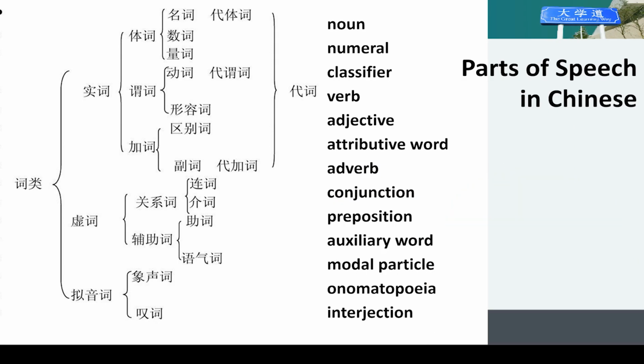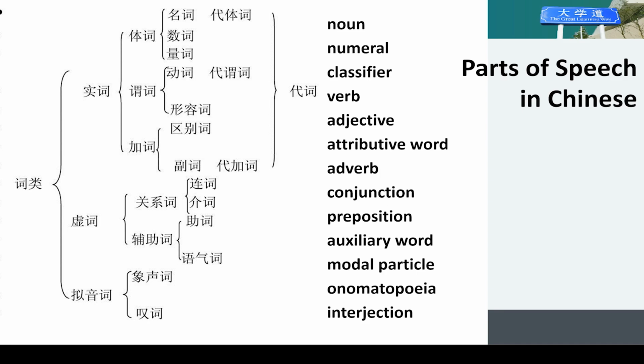Okay, before the major discussion, let's first clarify the parts of speech in modern Chinese. Here is a chart listing the classification of parts of speech, the word class in Chinese, with their English translation. We will use such terms. We'll mention them later in the further discussion.